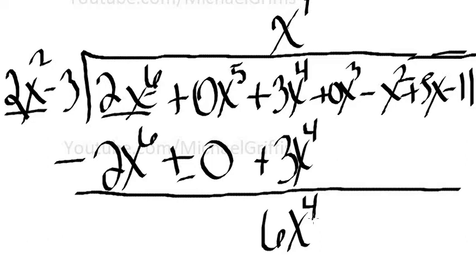We have to bring down that 0x cubed. We're just going to bring down 0 here. And then minus x squared. Okay, minus x squared.